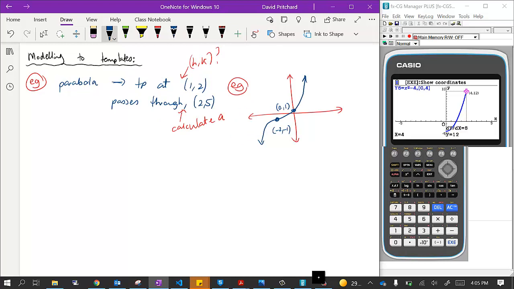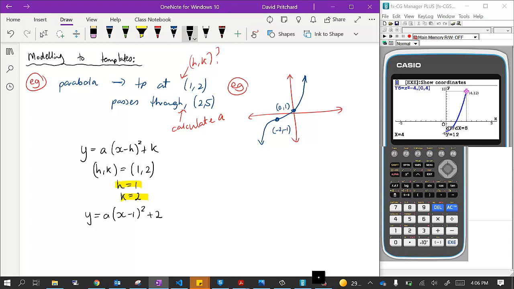So being a parabola, we know straight away that the template is y is equal to a(x minus h) squared plus k. Now we know that h, k, which is the turning point, is equal to 1, 2. So straight away we can pull out that h is equal to 1 and k is equal to 2. So that's really important, and that allows us to jump straight into a point where there's only one unknown parameter. So y is equal to a(x take 1) squared plus 2.